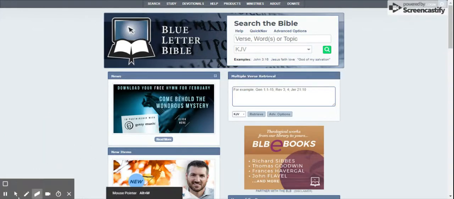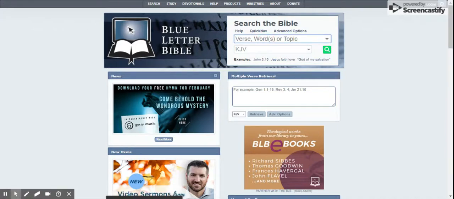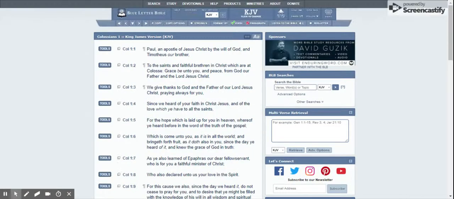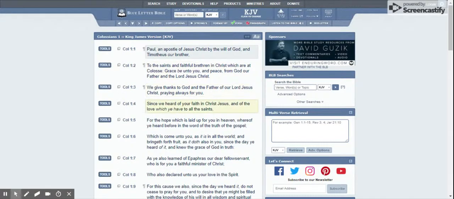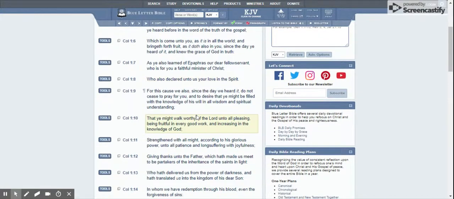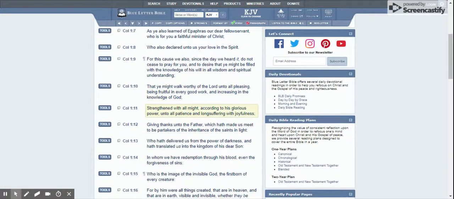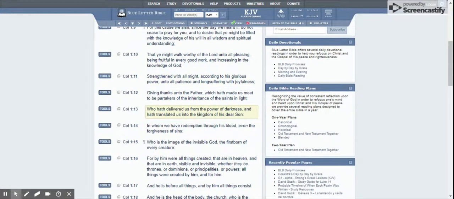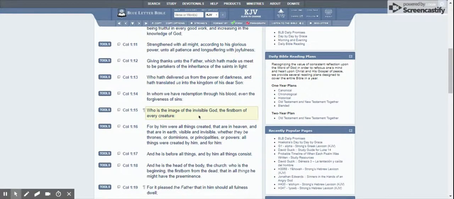Well, here we go. This is the homepage of Blue Letter Bible. And let's say we are looking up a word, we're reading in Colossians 1. And typically when you do a word study, you want to look up either words you don't understand or words that you think are significant, maybe even religious Bible-y words like faith, grace, or mercy, or big words that are hard to understand, maybe like propitiation or sanctification, expiation, words like that.